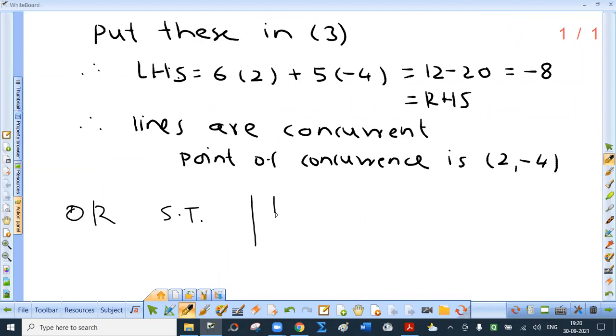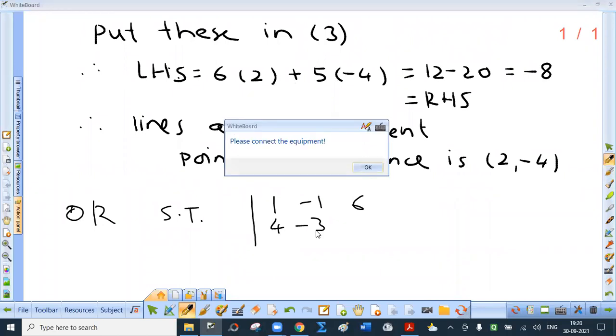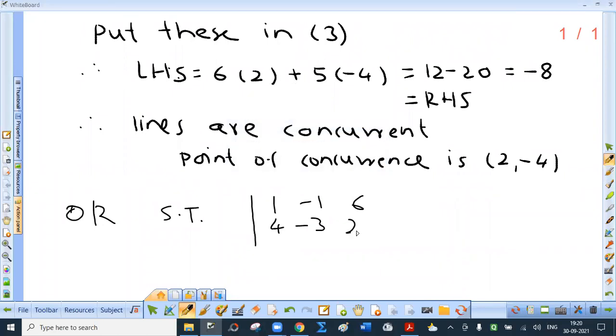Or as I said, show that determinant 1, minus 1, 6; 4, minus 3, 20; 6, 5, minus 8 equal to 0. But if you use this method, then again we'll have to solve any two equations, right? So that's it for today.